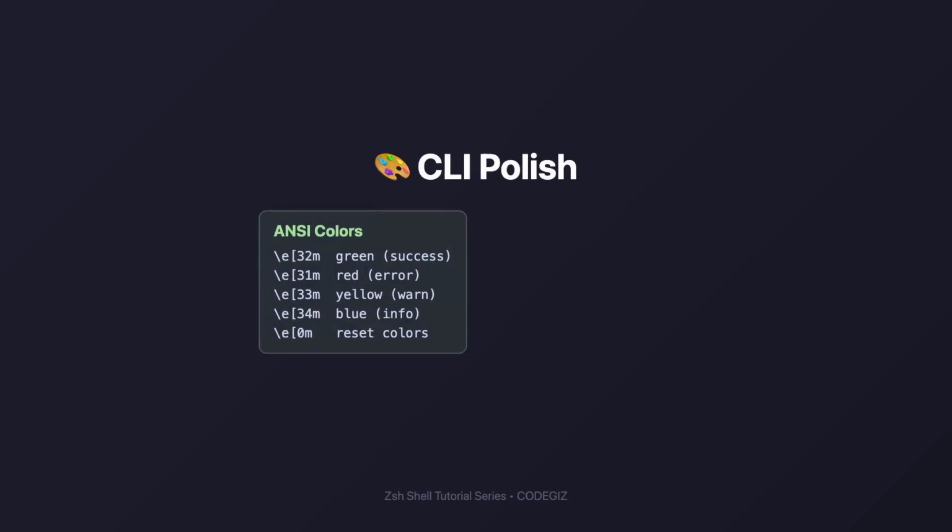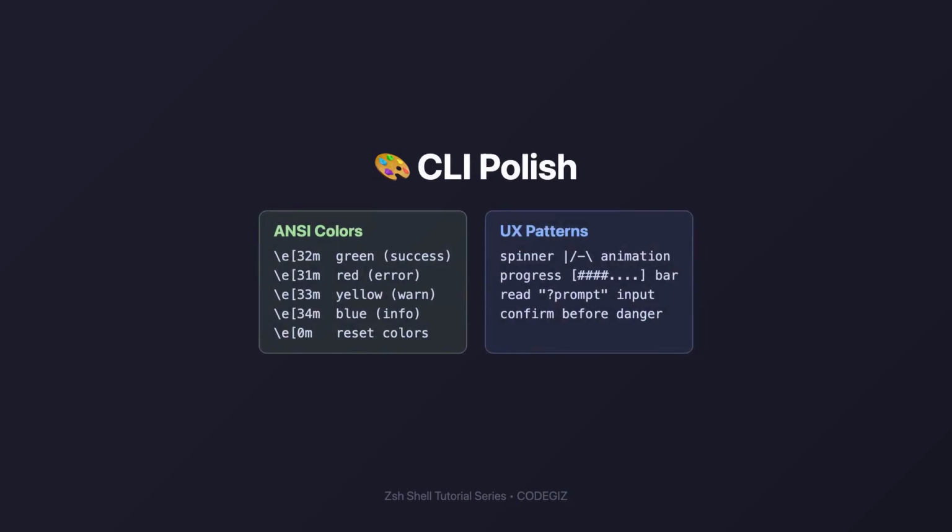Now let us make our tools look professional. ANSI escape codes add color. Green for success, red for errors. Wrap them in helper functions, so you just call success or error. Spinners and progress bars show feedback during long operations. And interactive prompts let users confirm before doing something dangerous.